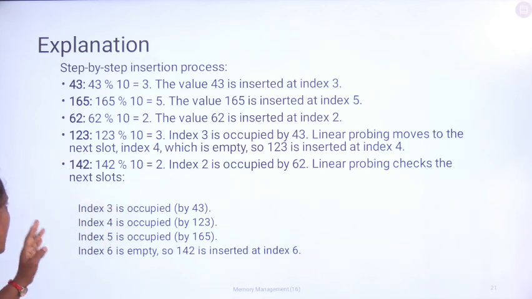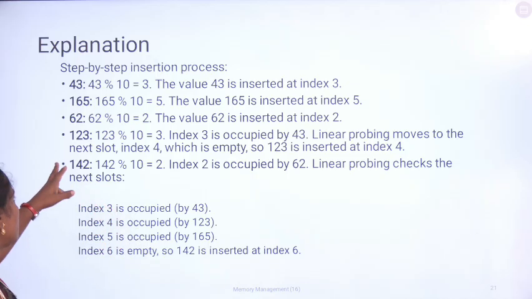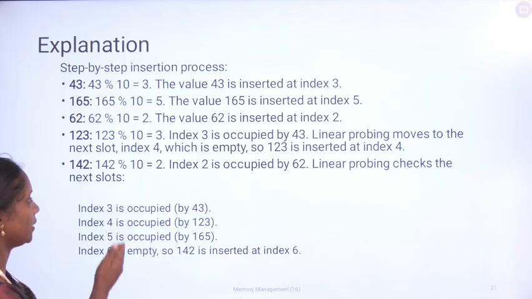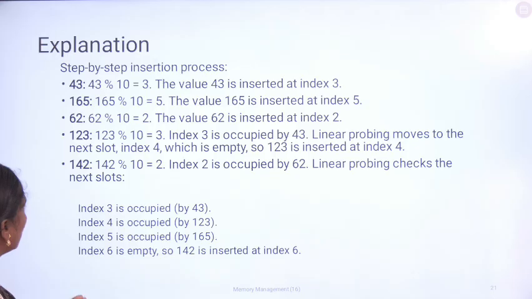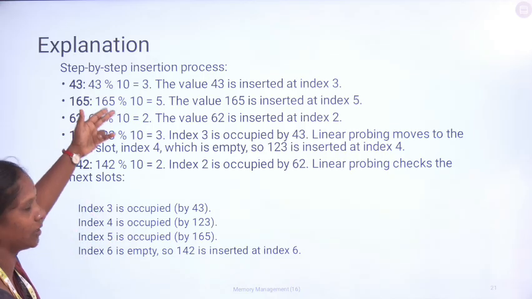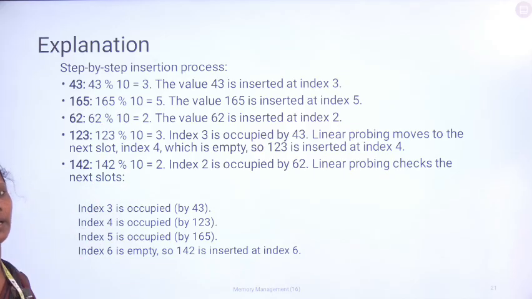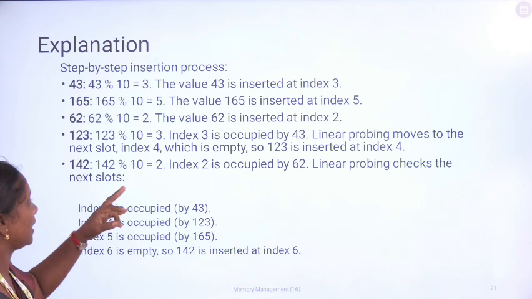And then 165: 165 modulo 10 is 5, so 165 goes to index 5. 62 modulo 10 equals 2, so 62 is located at index 2. And then 123: its hash value is 3, but index 3 is occupied because we have already placed 43 there. So a collision occurs here, and we need an extra index, which means linear probing.